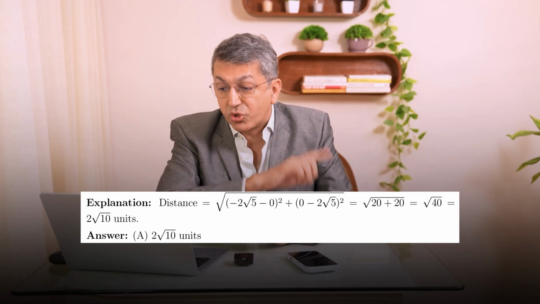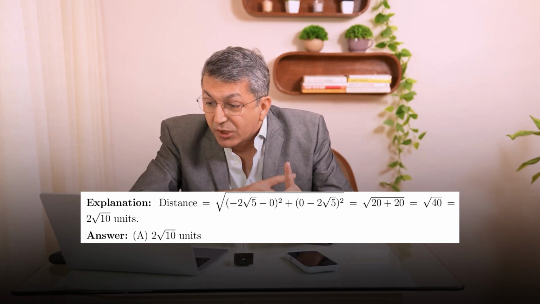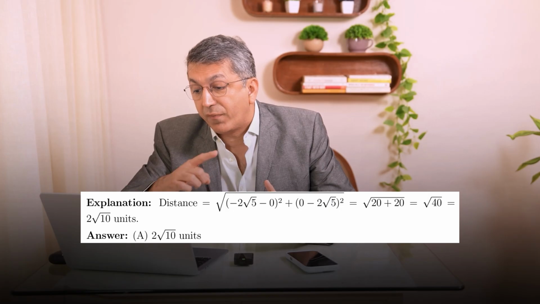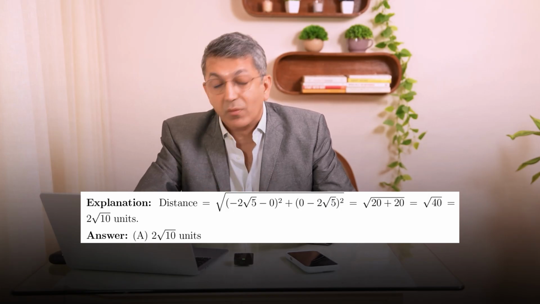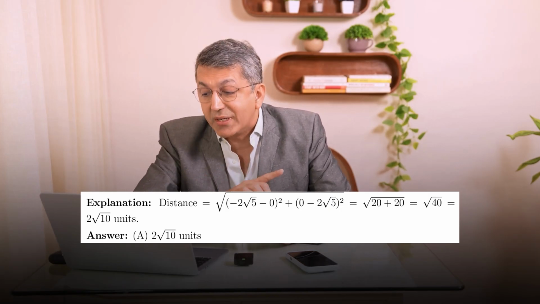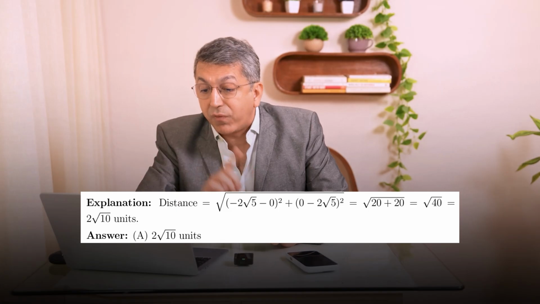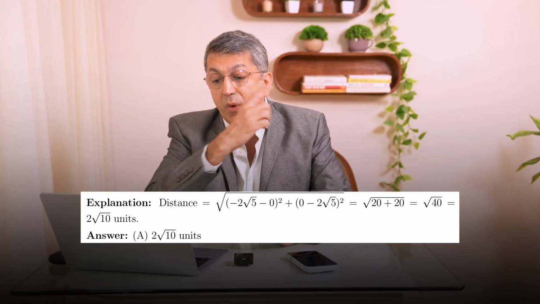Explanation: distance is equal to the square root of (-2 square root of 5 - 0) squared + (0 - 2 square root of 5) squared, which is equal to the square root of 20 + 20, which is equal to the square root of 40, which is equal to 2 square root of 10 units.